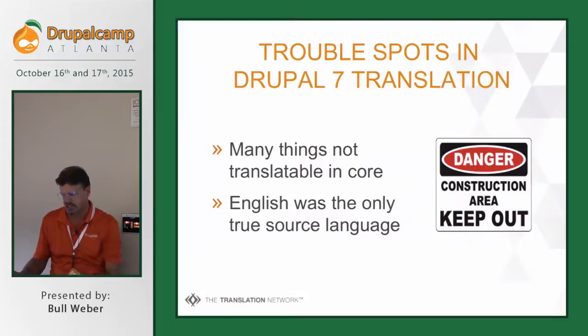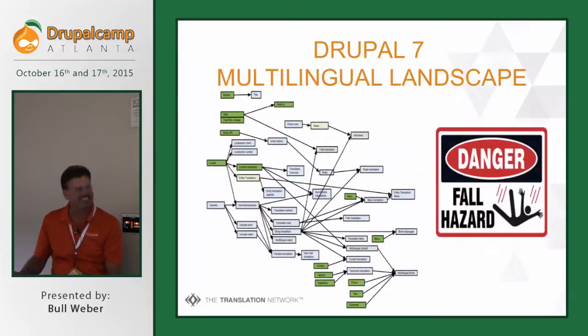Drupal 7 was multilingual capable, but core wasn't totally translatable, and English was really the only true source language. What that created the need for, and something that I think is particularly cool about the Drupal community, is that the community needed multilingual. So what happened?